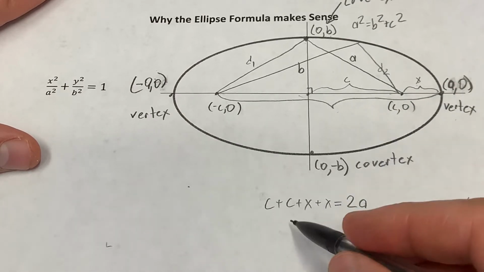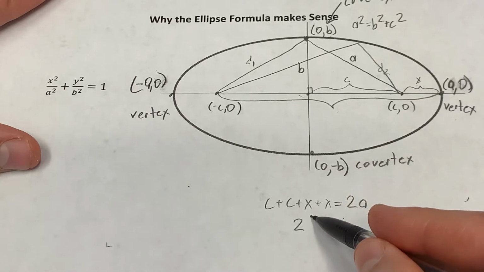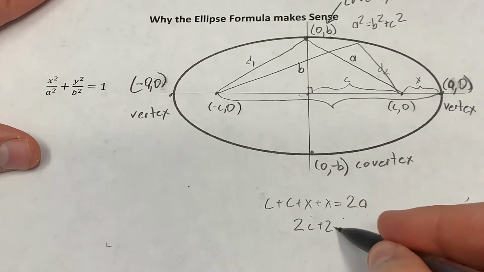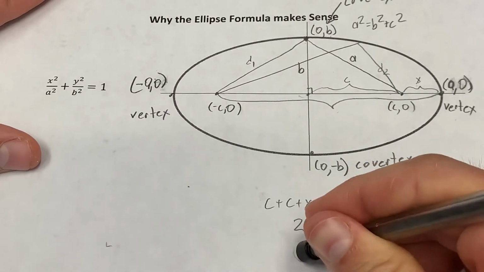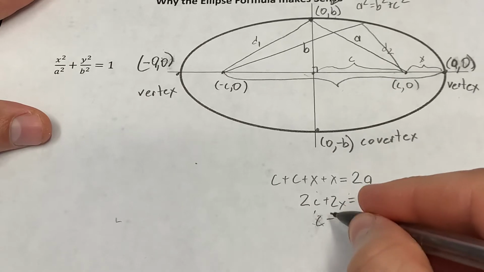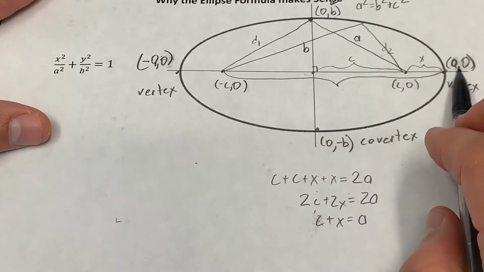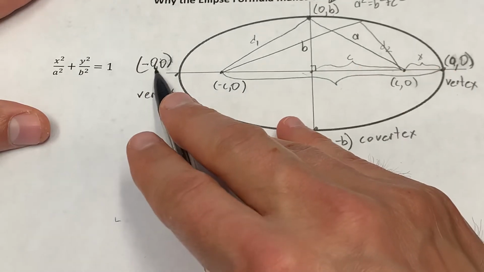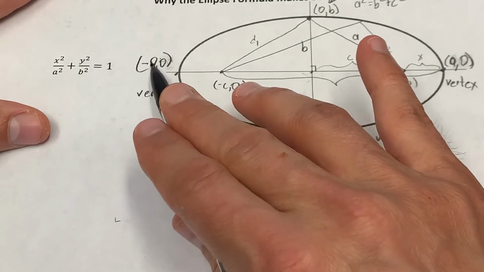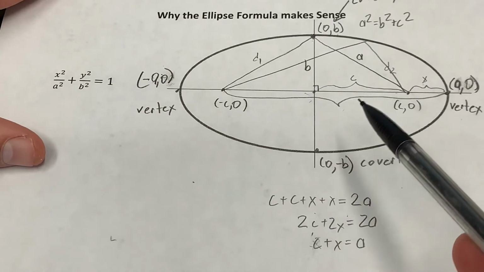Well, what does that really tell you? I guess I have 2 C's, 2 X's. So 2C plus 2X equals 2A. Or we could just simplify that to C plus X equals A. Well, wait a second. What's that mean? C plus X is A. That means that point is going to be A. You can sort of see by symmetry this should be a distance of A in the negative direction, so that's negative A. Okay, so why should it make sense?